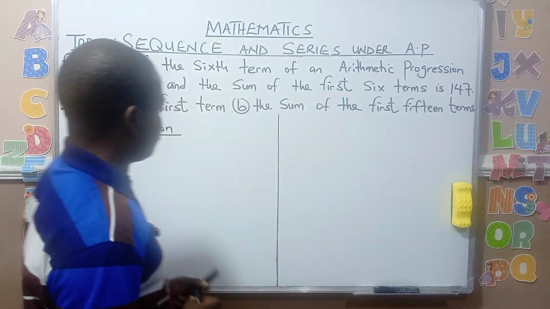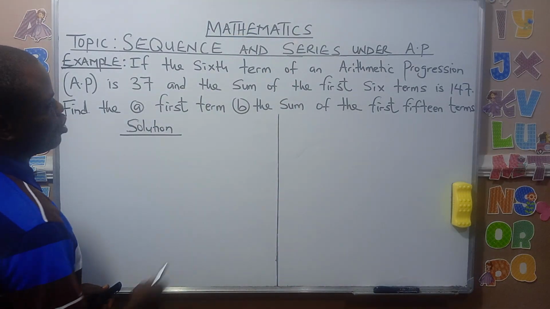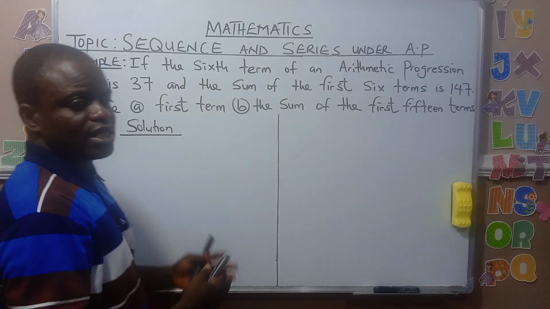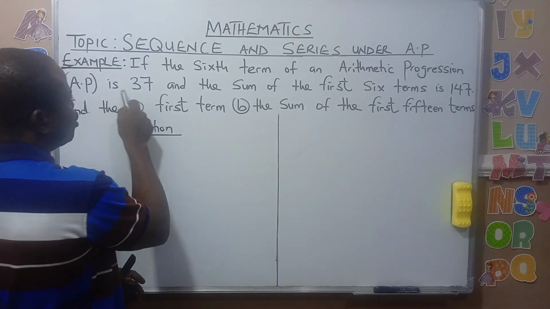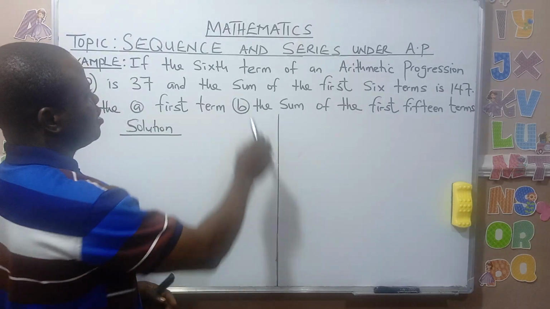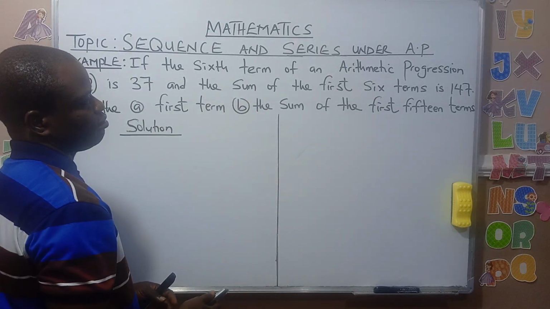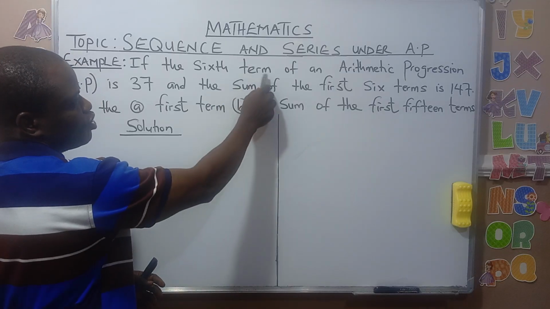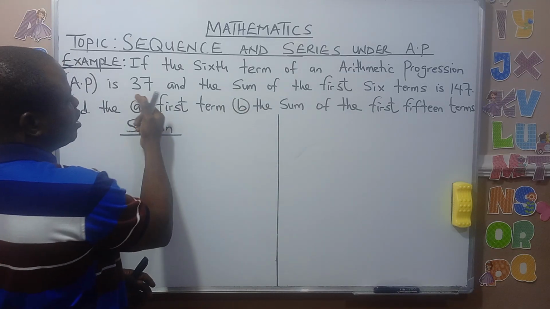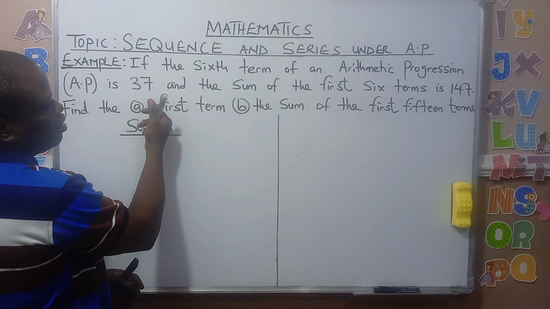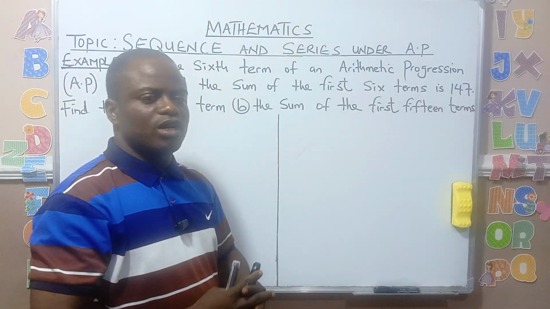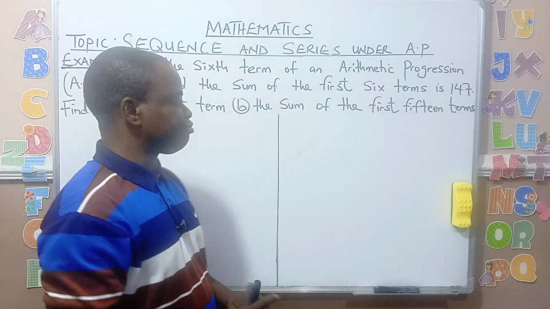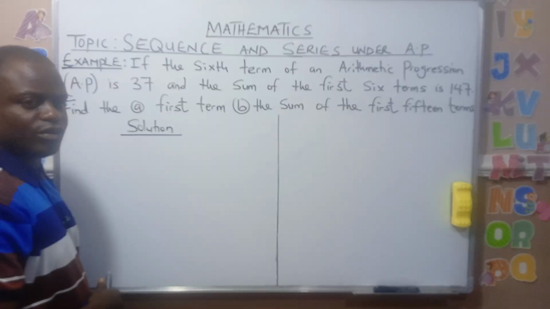Let me write it before I move to the sum formula. How do you know that you are going to make use of the n term? The question says, if the sixth term of an arithmetic progression is 37. The term being mentioned in the first statement always refers to using the formula of the n term. Let me write the formula of the n term.